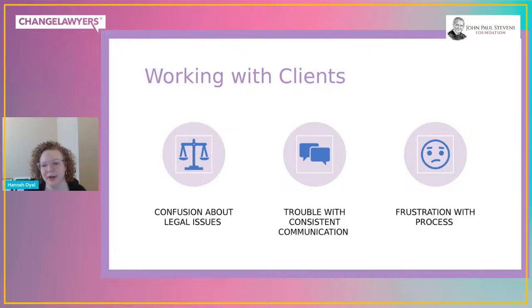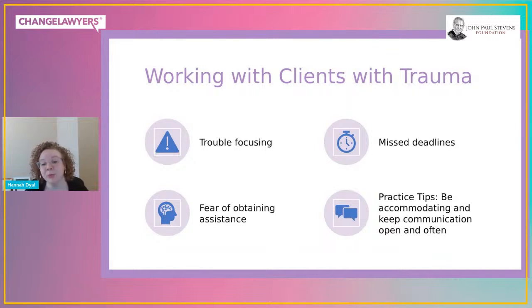You will sometimes have trouble with consistent communication. I think this issue is more difficult when you're working with low-income clients, because you're more likely to have people who have moved houses, who've changed their phone number. And so it's a little harder to keep track of people, but it's just something you have to remember to stay on top of.